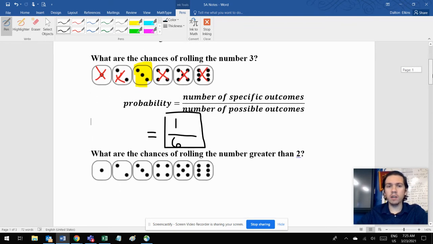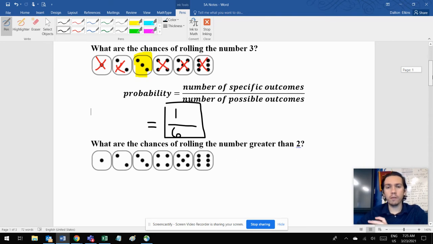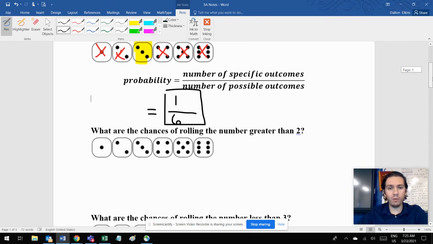Okay, well, what about some other cases? What if we ramp this up a little bit and think about this in a different way? What are the chances of rolling a number greater than 2? Let's look at all the numbers that are greater than 2 in the possible outcomes of rolling a dice. We have 3, that is greater than 2. We have 4, 5, and 6, right? 1 is not greater than 2, and 2 is not greater than 2.